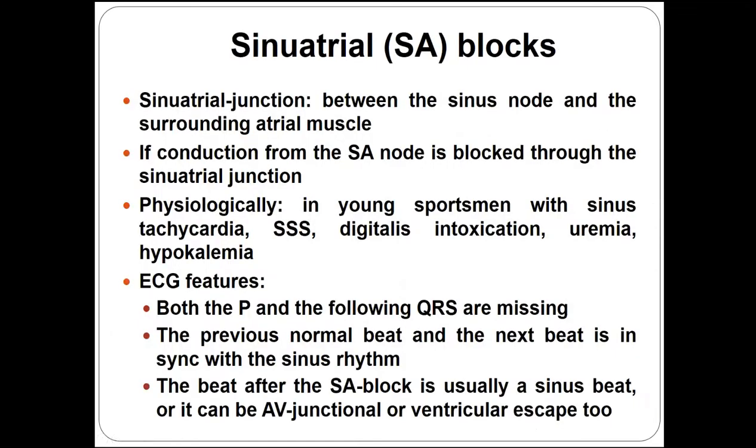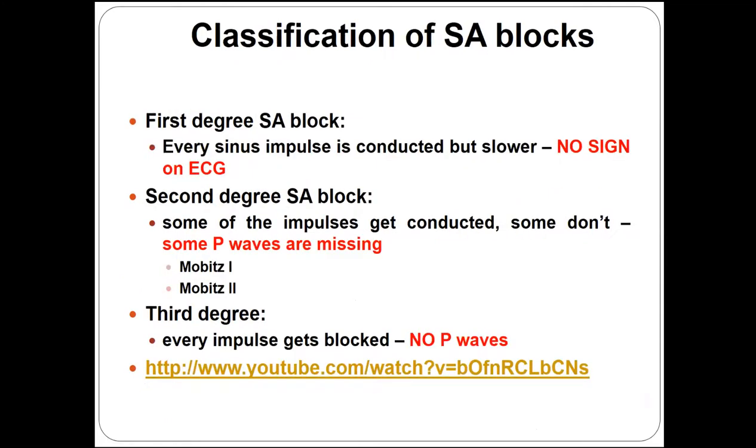Okay. Now, let's go to the SA blocks. The SA block means that we do have an SA node that generates the impulse. However, the surrounding area doesn't let the charge go through. So this way, the atrium, when we have a third degree, is not activated at all. So it means there is no P wave. This is what we are talking about, the third degree.